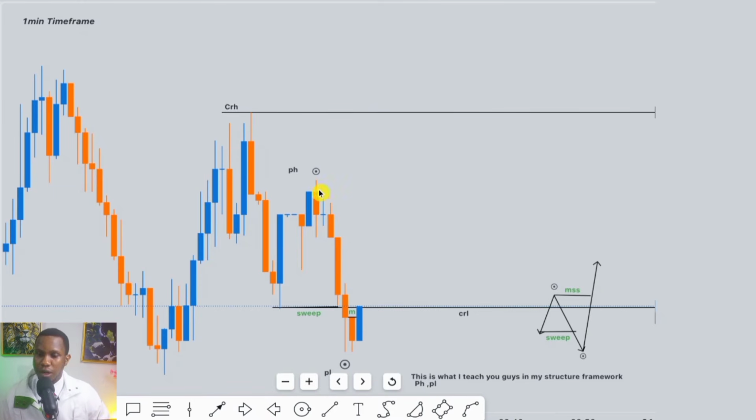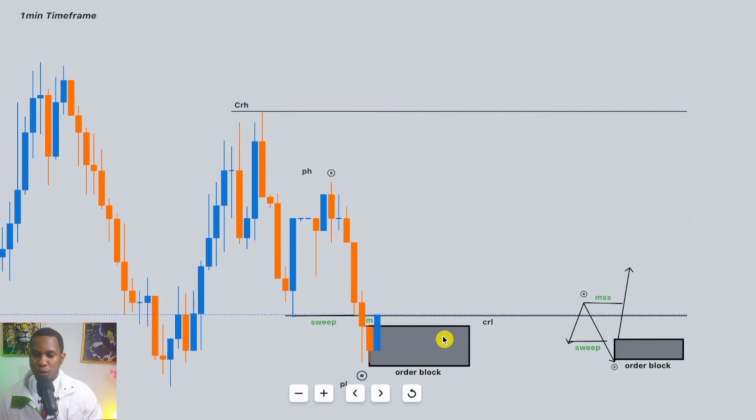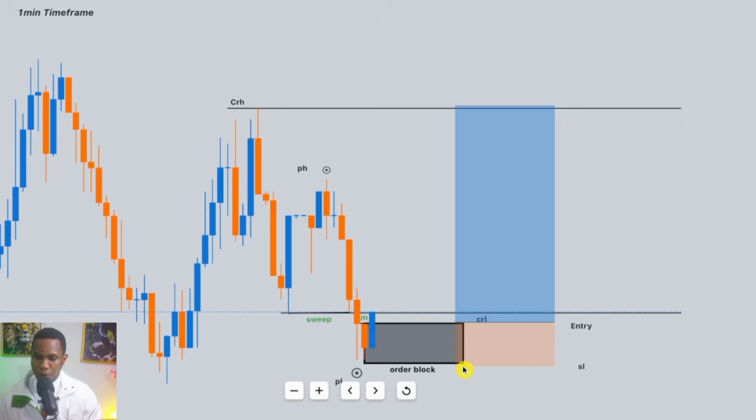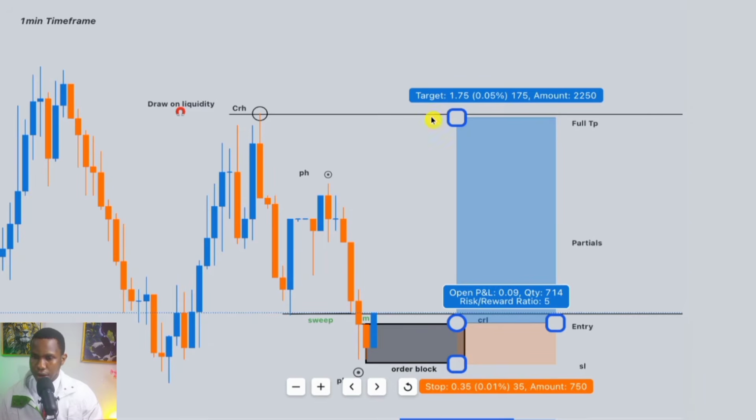See, this is what I teach you guys: previous high, previous low, and we did our market structure shift. Mark out our order block candle, make our entry below the order block candle. Target 1:2 for partials, and this high as full take profit. 1:5 risk to reward ratio, guys.